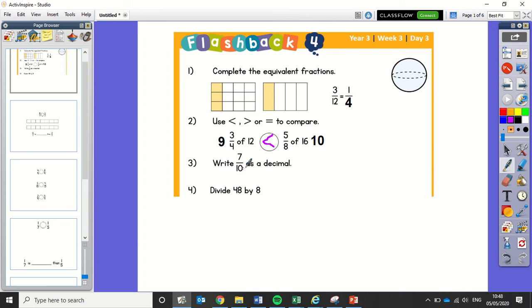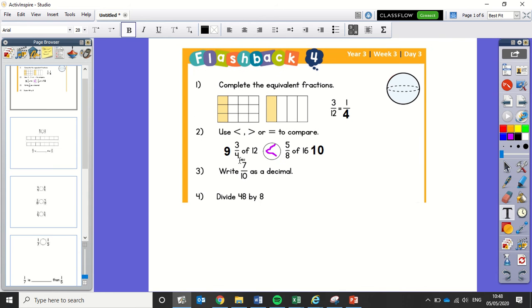Number 3 says write 7/10 as a decimal. Well, that's basically the same as doing 7 divided by 10, which is 0.7. My 7 has gone down 1 in our place value grid. It's gone from the ones into the tenths, so it's 0.7.